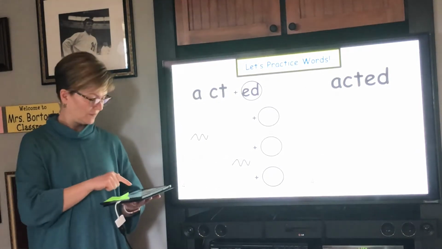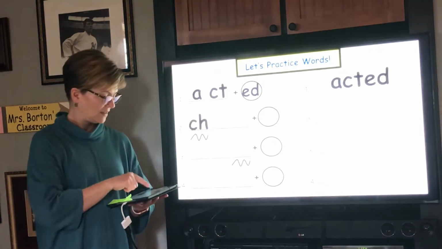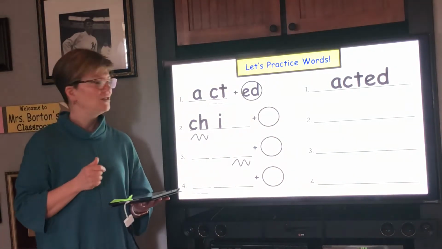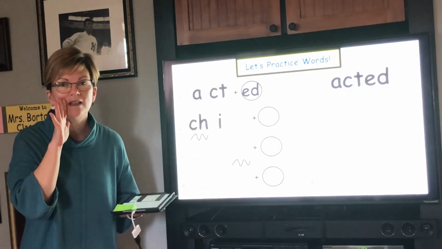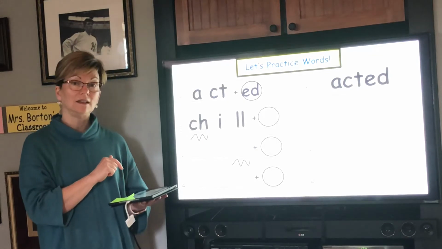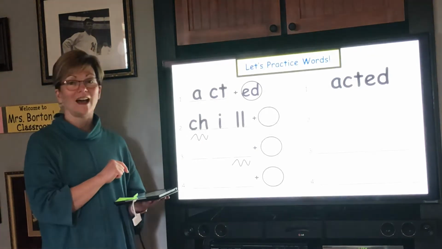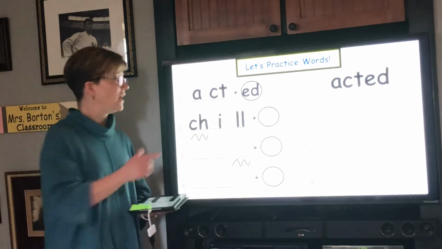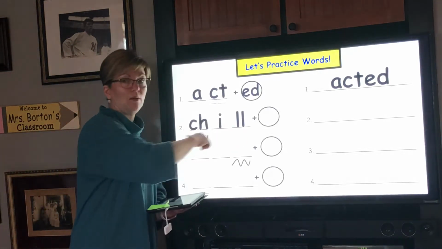See how you did. Did you get that C-H? Ch, ch. And the I, scrunchy nose I. How'd you do for the sound? Oh, did you think of Sammy? The 1-1-1 Sammy rule? Because that needed two L's. Awesome. If you got that, good thinking. If you didn't, that's okay. We're still learning. Just go ahead and fix it. Make it two L's.